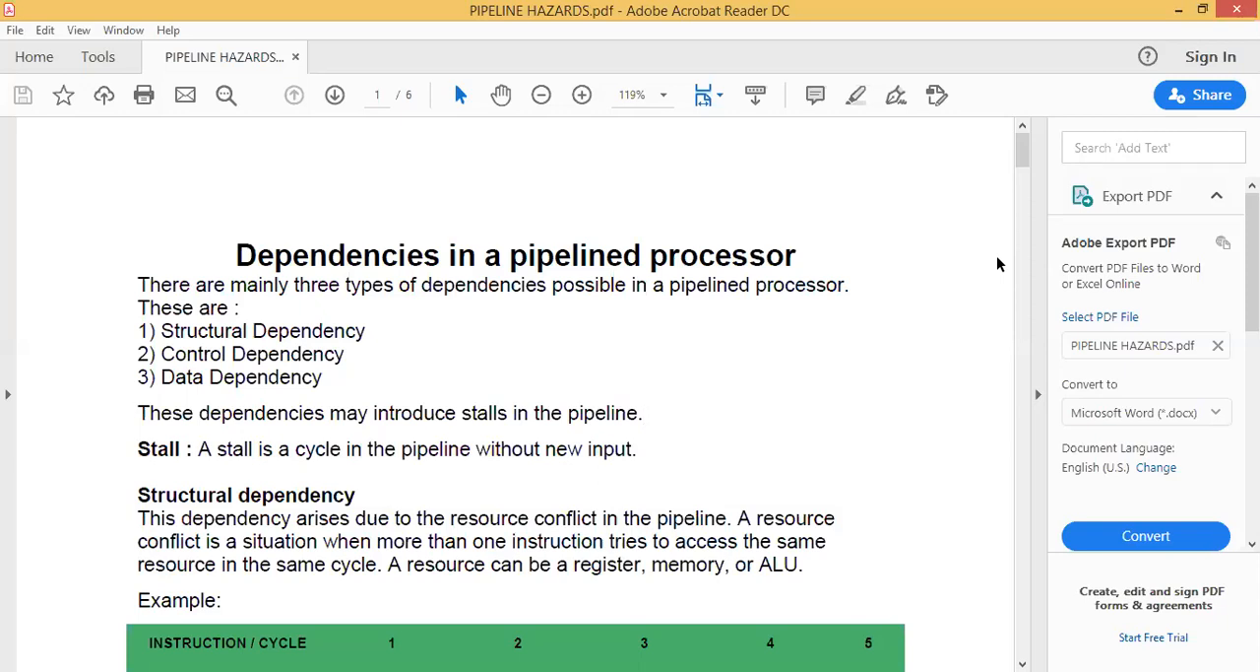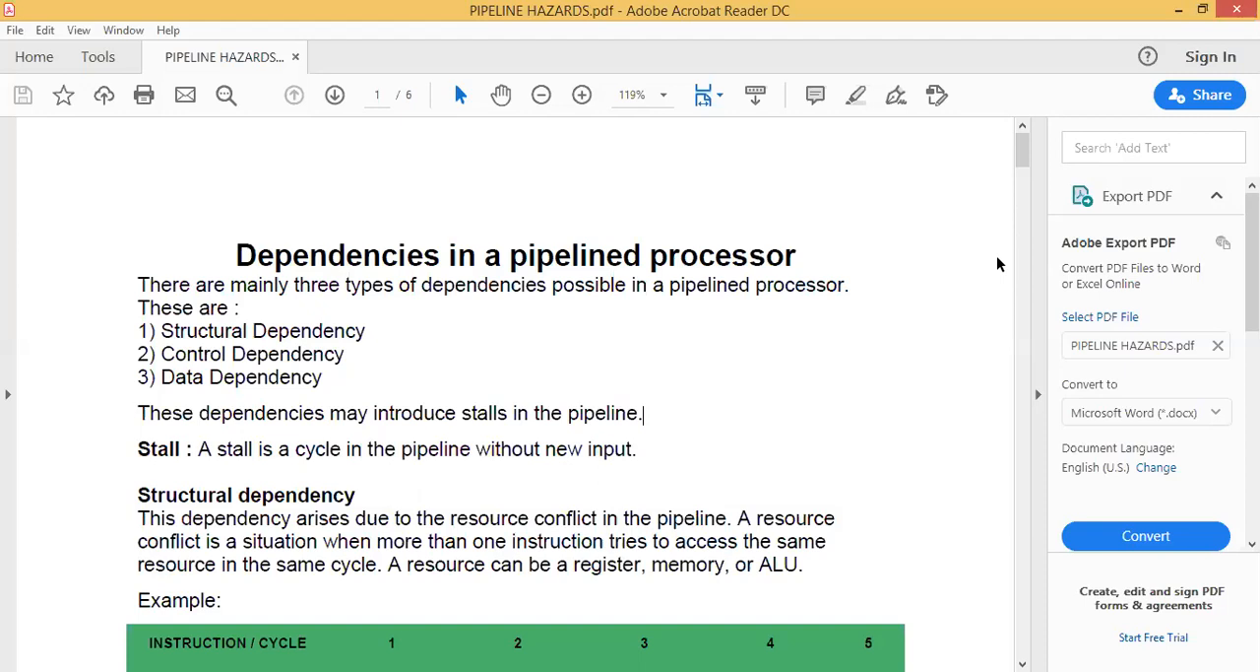There are mainly three types of dependencies possible in a pipeline processor. These are structural dependency, control dependency, and data dependency, and these dependencies may introduce stalls in the pipeline. A stall means a cycle in the pipeline without new input.